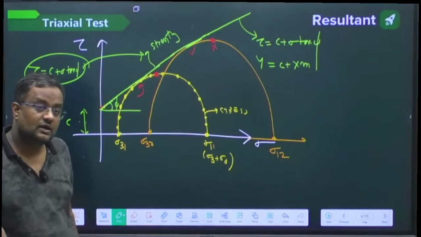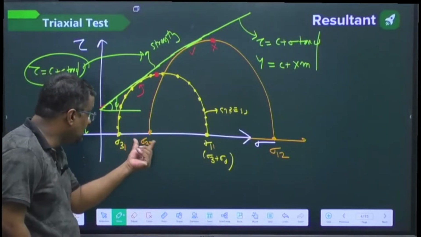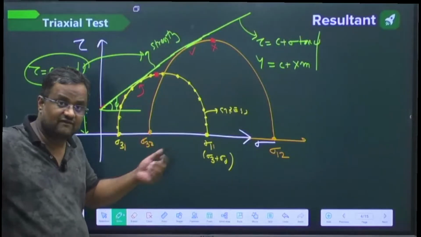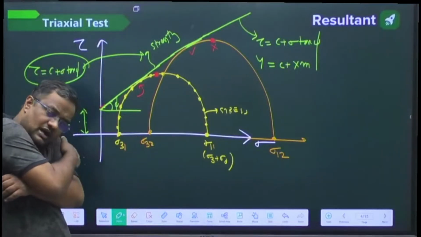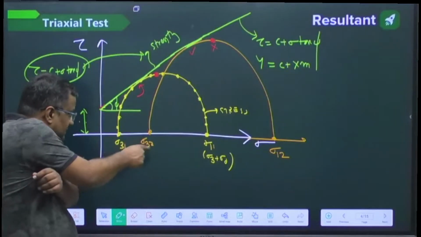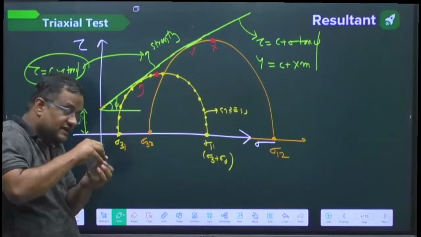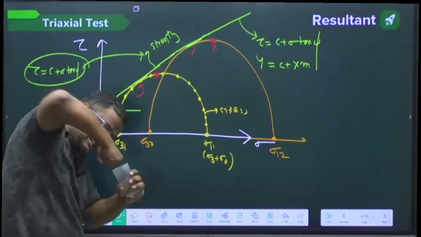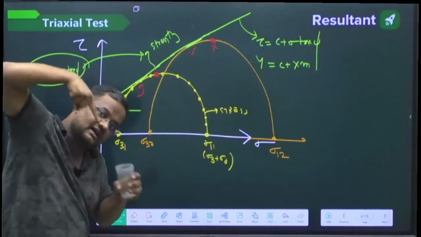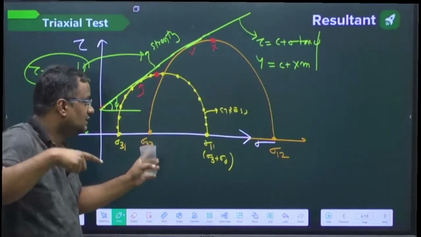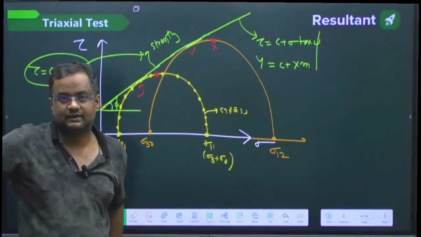Why? Because when you are holding the soil with bigger sigma 3 confining, then a bigger stress, sigma deviator, has to be applied in the vertical direction to break it. A bigger value is applied.